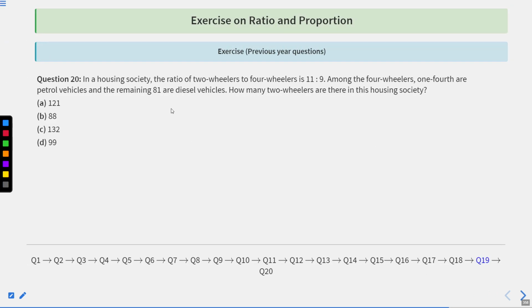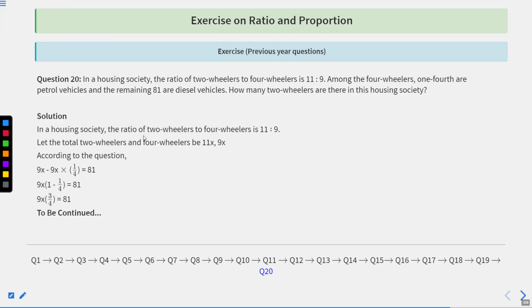So in this question number 20, in a housing society, the ratio of 2-wheelers to 4-wheelers is 11:9. Among the 4-wheelers, 1/4 are petrol vehicles and the remaining 81 are diesel vehicles. How many 2-wheelers are there in the housing society?